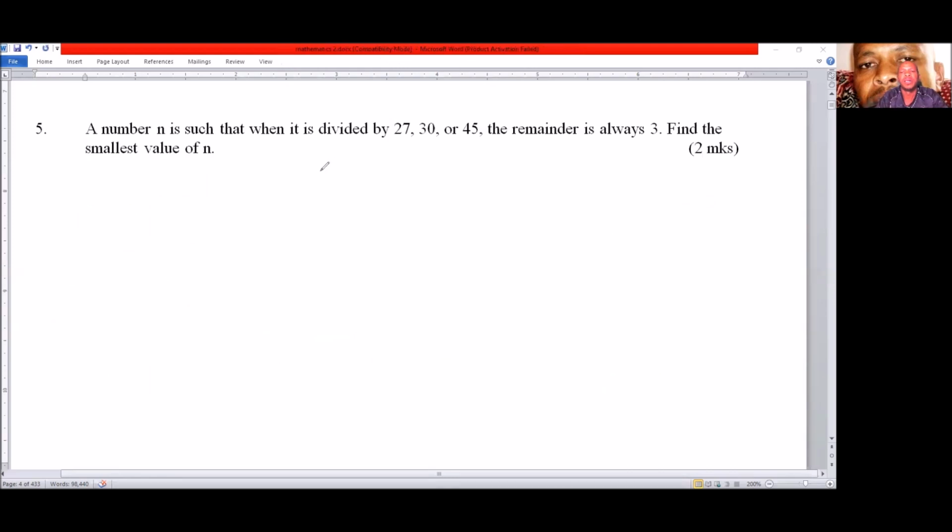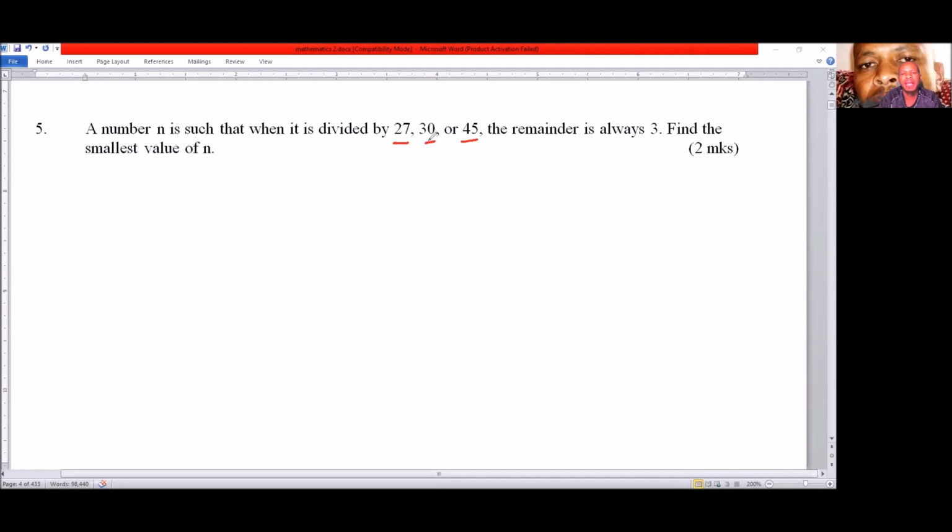So our fifth question, we are told a number n is such that when it is divided by 27, 30, 40 or 45, the remainder is always 3. Find the smallest value of n. So for us to be able to do this, we need to get the LCM of 27, 30, 40 and 45. And once we get the LCM, then we add 3, so that the number we will get, when you divide by 27, the remainder will be 3.